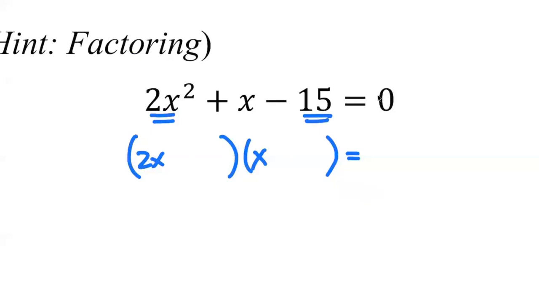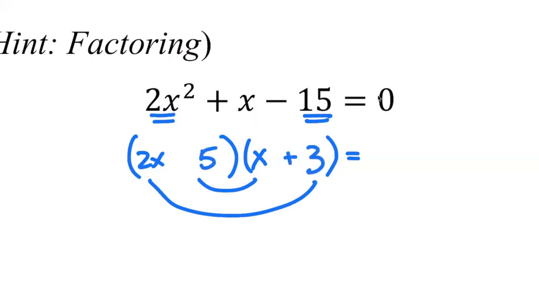And when we do the FOIL, as we do the inner and the outer, how would it give us positive x? Let me think about this. I'm thinking about this. And this is how I figure it out. I'm going to try to validate what I tried.